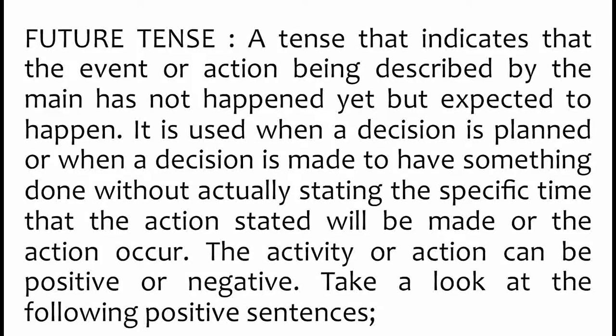Now, future tense. The future tense is a tense that indicates that the event or an action being described by the main verb has not happened yet, but is expected to happen. It is used when a decision is planned or when a decision is made to have something done without actually stating the specific time that the action will be made or occur. The activity or action can be positive or negative. Now take a look at the following positive sentences.